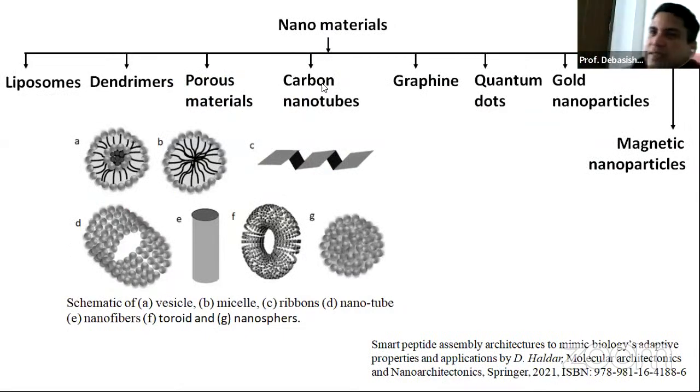Okay, so for this purpose, what are the basic materials or building blocks that we can use to mimic the biological system? Obviously we can use the liposome, dendrimers, porous material, carbon nanotubes, graphene, quantum dots, and peptide and peptide-based material. The different structures these materials can form: they can form a vesicle where we have the solution inside, or they can form a micelle, a ribbon, nanotubes, nanofiber, poroid, or nanosphere. So these are the very important biologically adapted structures that we are trying to develop.